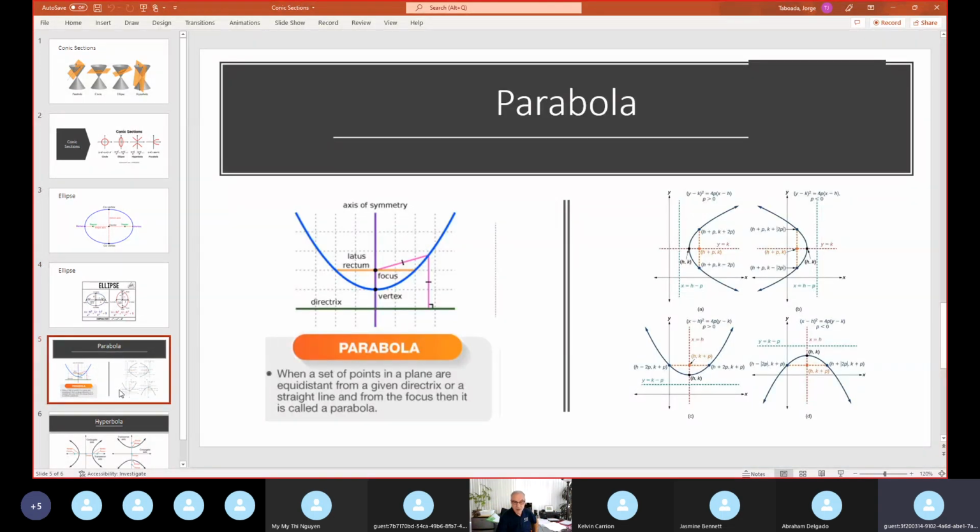Now the parabola. You are familiar with it because a parabola is actually a quadratic function. However, we study it now in general. We have four kinds of parabola: it can open up, open down, open to the right, or open to the left, depending on one specific parameter that I will explain. The most important things to know about a parabola are the vertex, only one, the focus, only one, the directrix, which is a line, the axis of symmetry, and the latus rectum, which in English is the focal diameter.